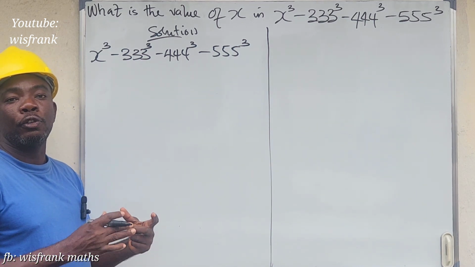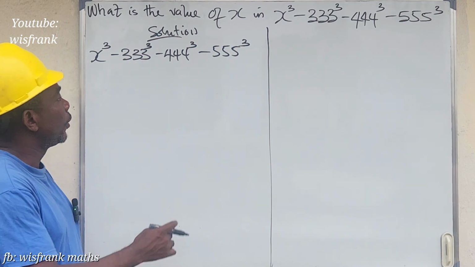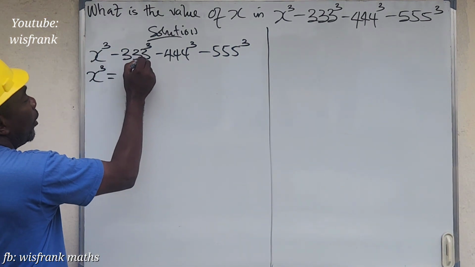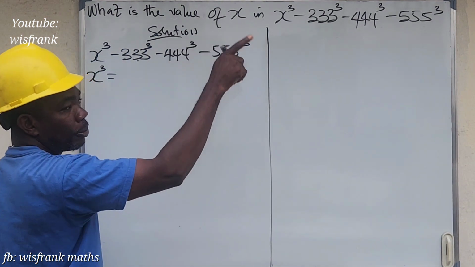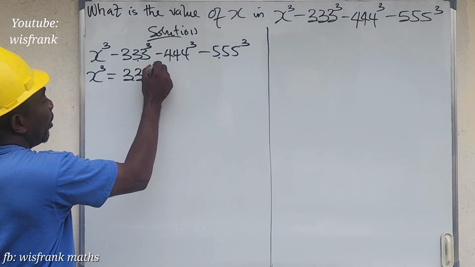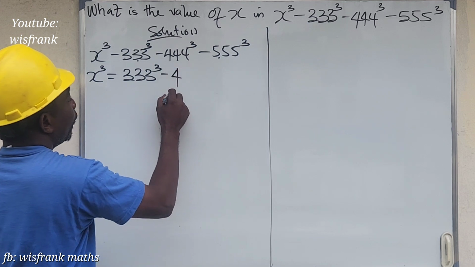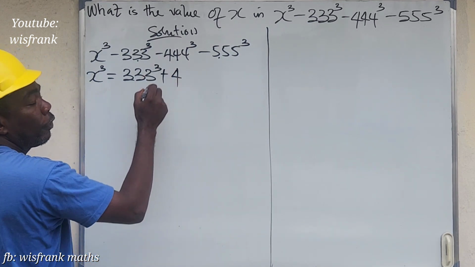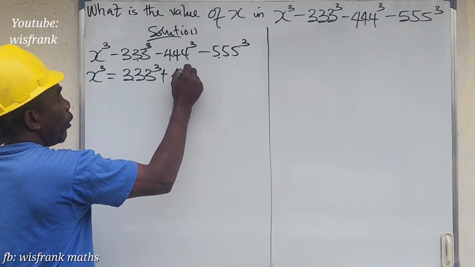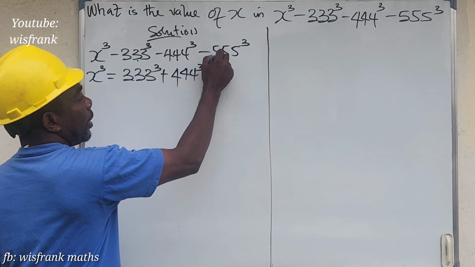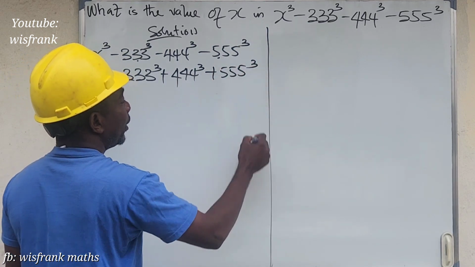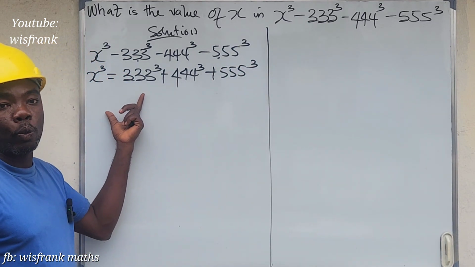The next step is for us to move constants to one side. So here, this will become x to the power of 3 equals all this transposed to the other side. So it will become plus 333 to the power of 3. Okay, here will be plus, because minus 444 to the power of 3 moved to the other side will become plus 444 to the power of 3. This moved to the other side becomes plus 555 to the power of 3. So this is what we have now.